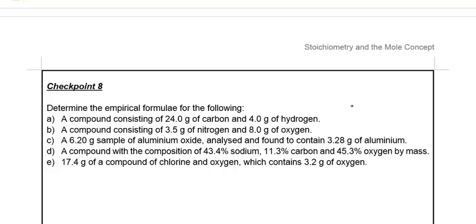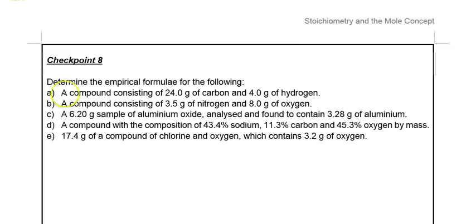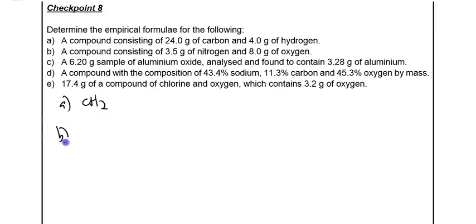Alright, so for checkpoint 8, 8A, this one is a simple calculation. You should have CH2. 8B is actually quite easy as well. You should get NO2. 8C is a complicated one. 8C, if you counted it correctly, you should get Al2O3. If you counted it wrongly, you will get AlO. This is the wrong one.